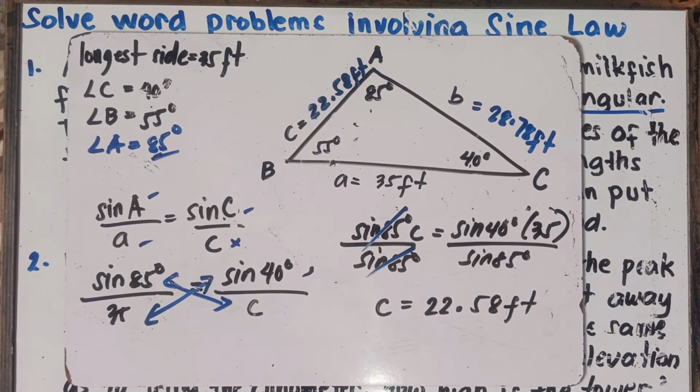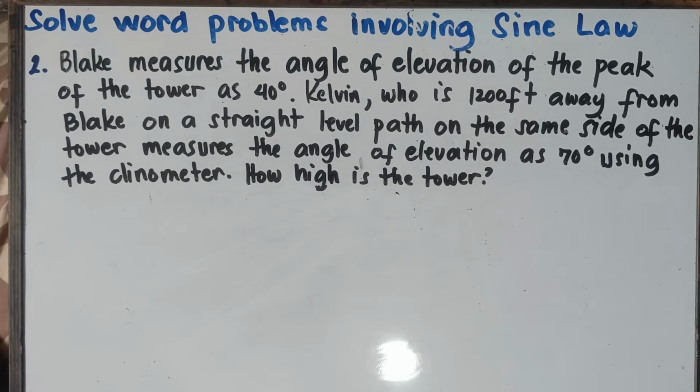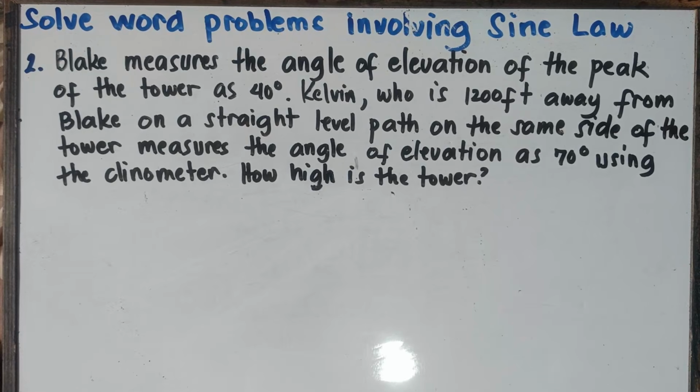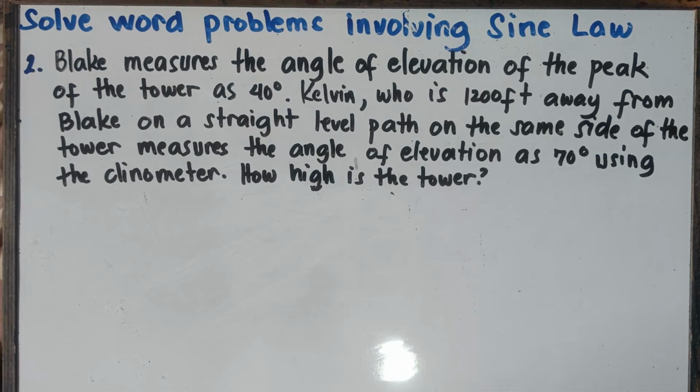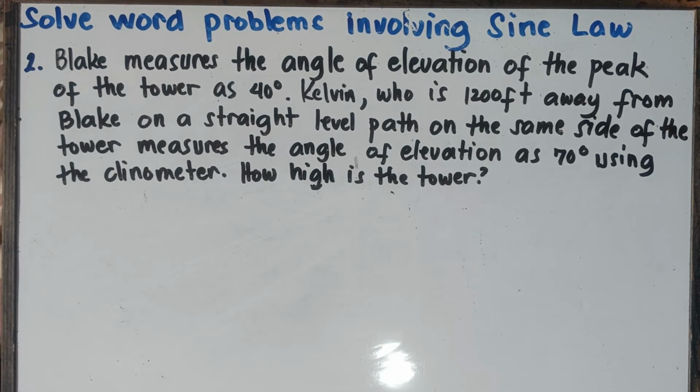Alright, so let's proceed now to example number 2. Blake measures the angle of elevation of the peak of the tower as 40 degrees. Kelvin, who is 1,200 feet away from Blake on a straight level path on the same side of the tower, measures the angle of elevation as 70 degrees using the clinometer. How high is the tower?